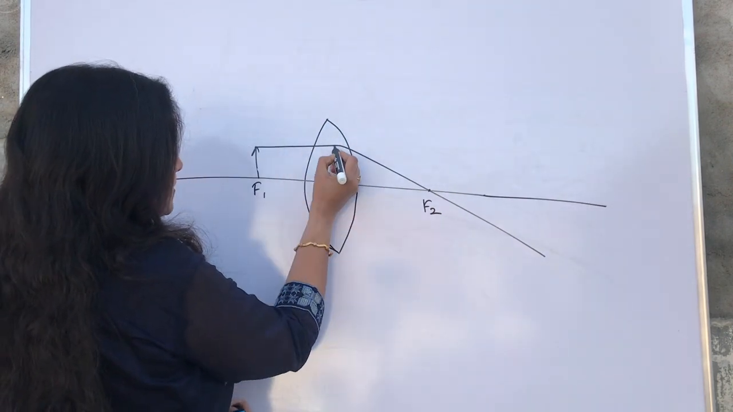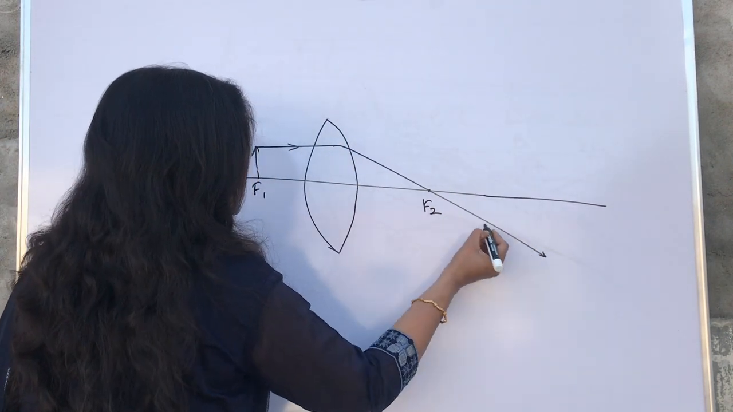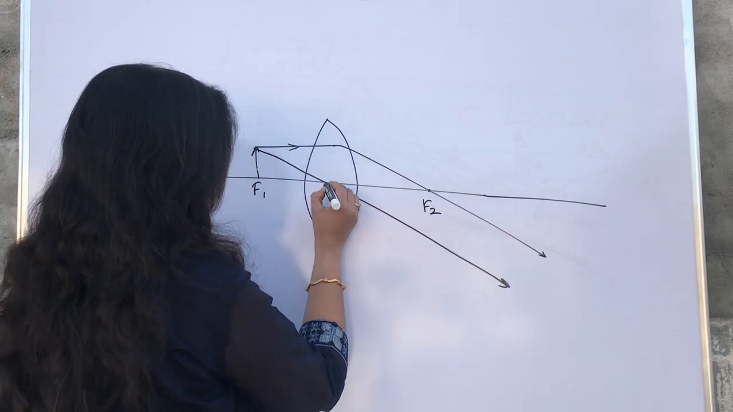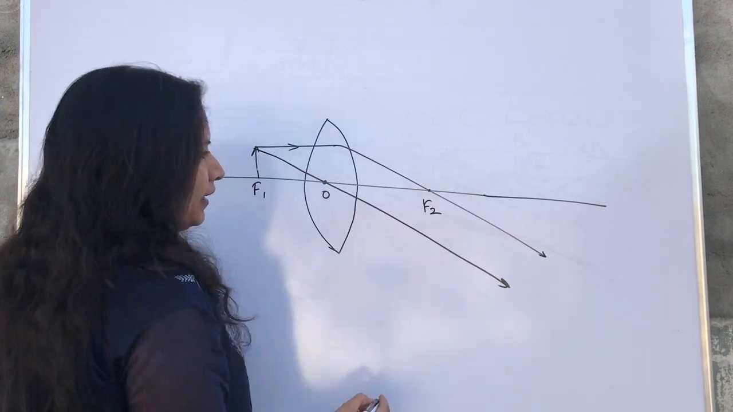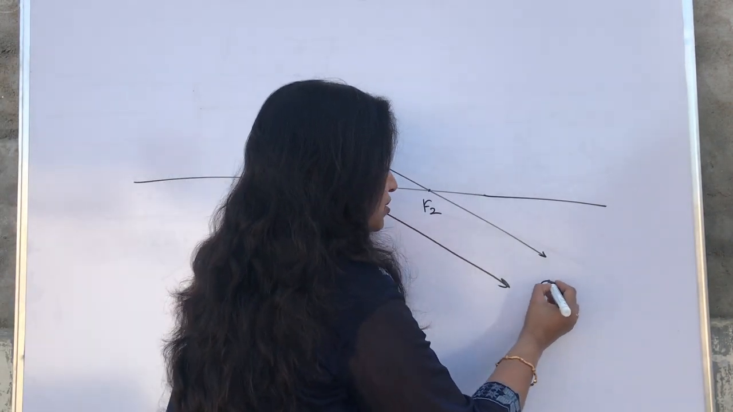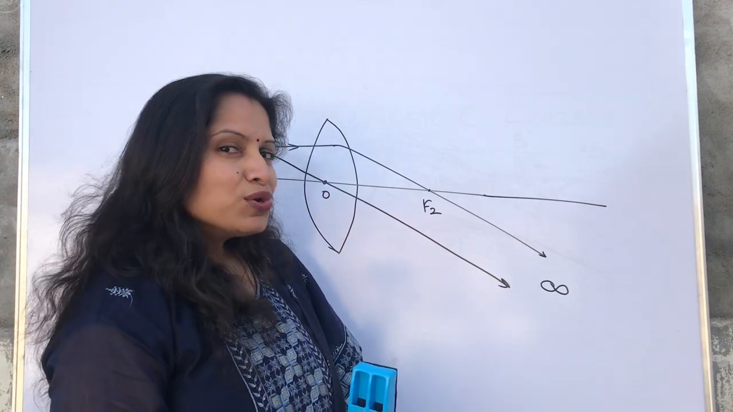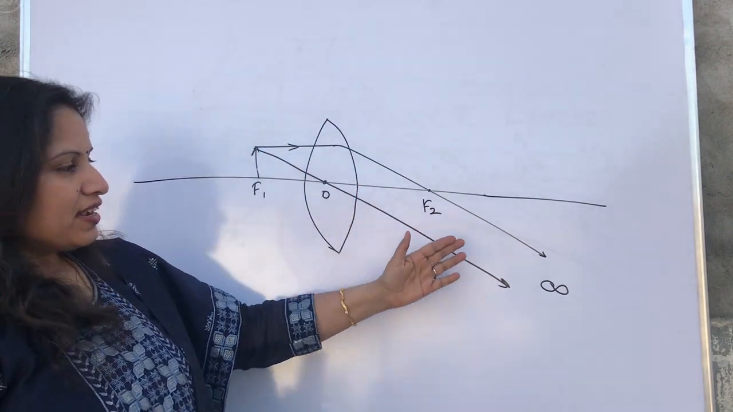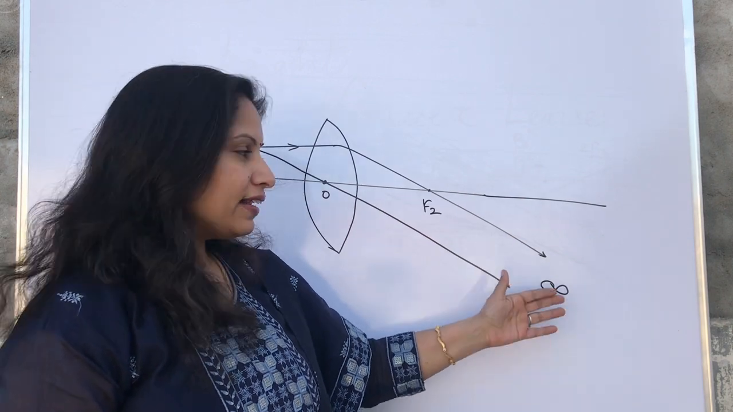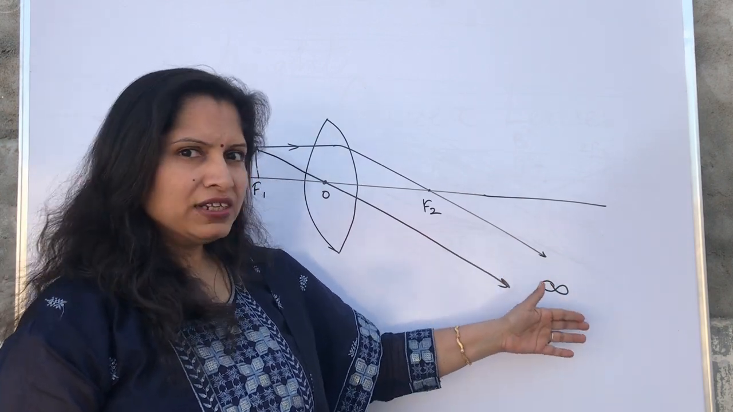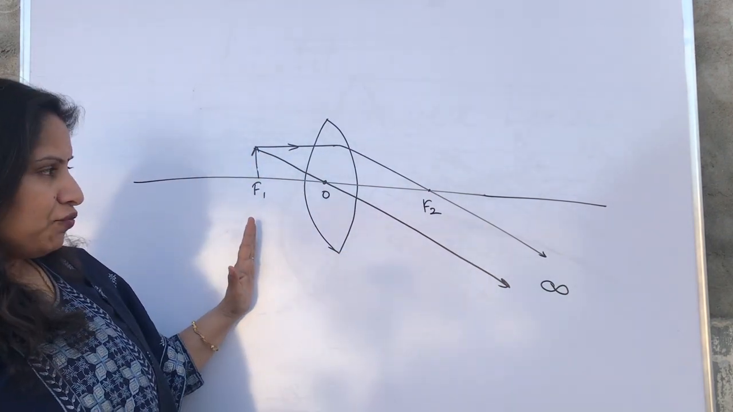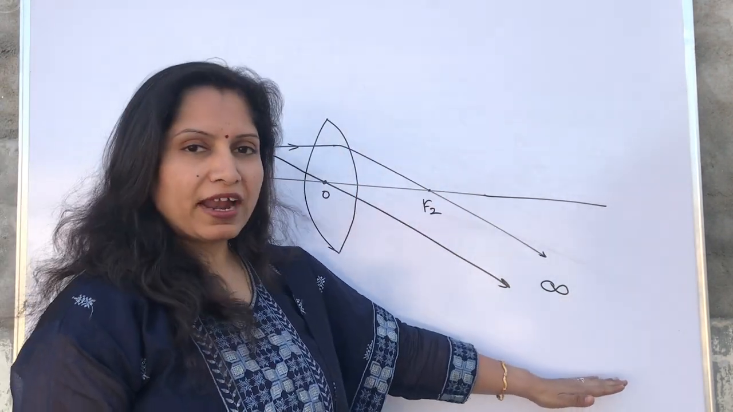Another ray of light that is passing through the optical center will go undeviated, and it will go till infinity. Okay, so the light rays are parallel to each other, and that is why we are saying that the light rays are going to go till infinity. So when the object is placed at F1, the image is formed at infinity.